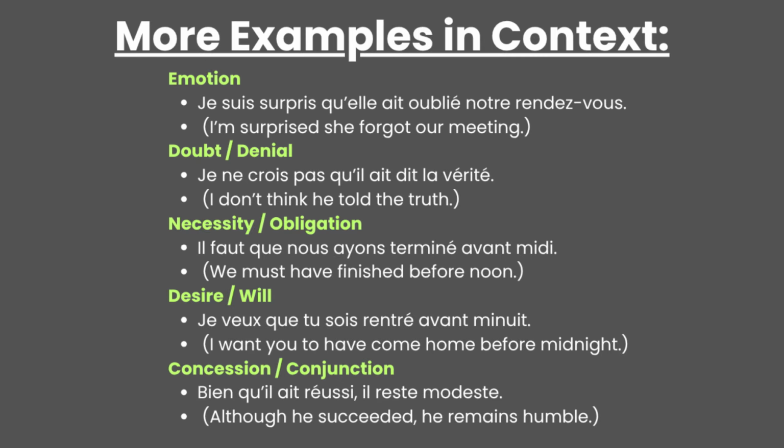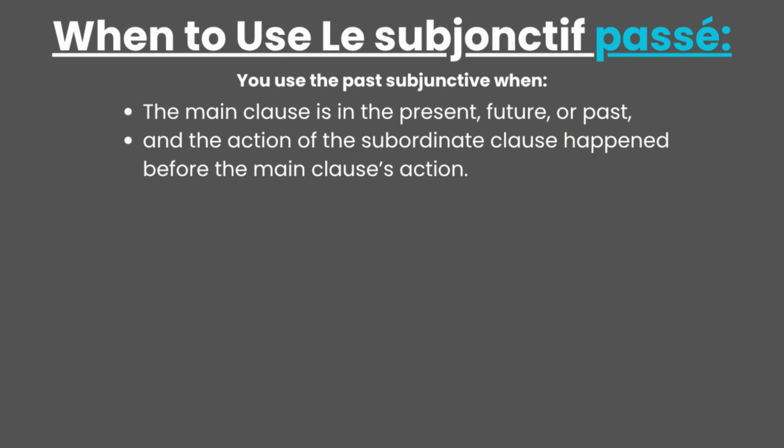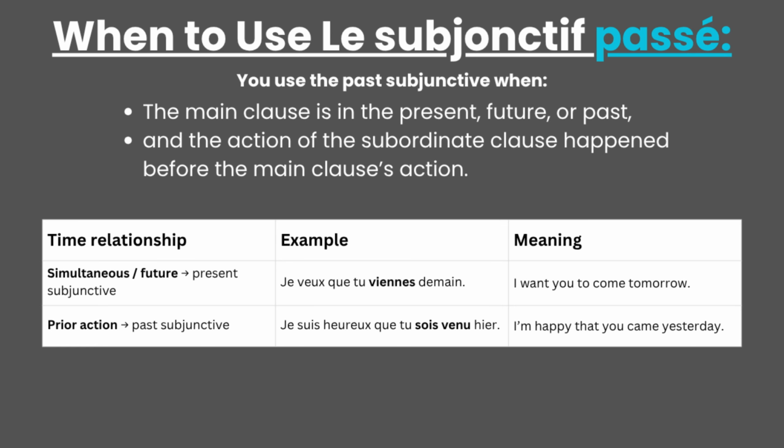While the present subjunctive is the most common in written and spoken French, it's important to understand how practical the past subjunctive is. We can use it when the main clause is in the present, future, or past, and when the action of the subordinate clause happened before the action in the main clause. In such a case, we can compare sentences from the present so that you can see this distinction.